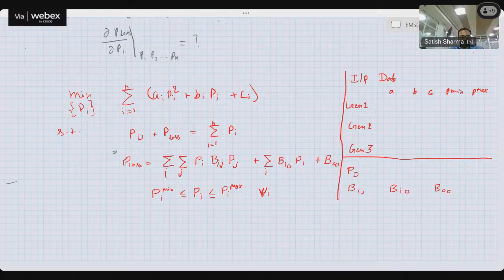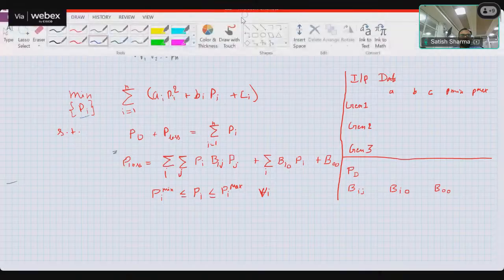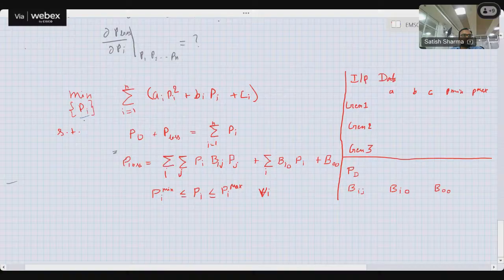OK, so today morning we basically discussed economic load dispatch with and without losses, and I have rewritten this entire formulation here again. If you look at this particular part, we are basically minimizing with respect to Pi, and this is the cost function.